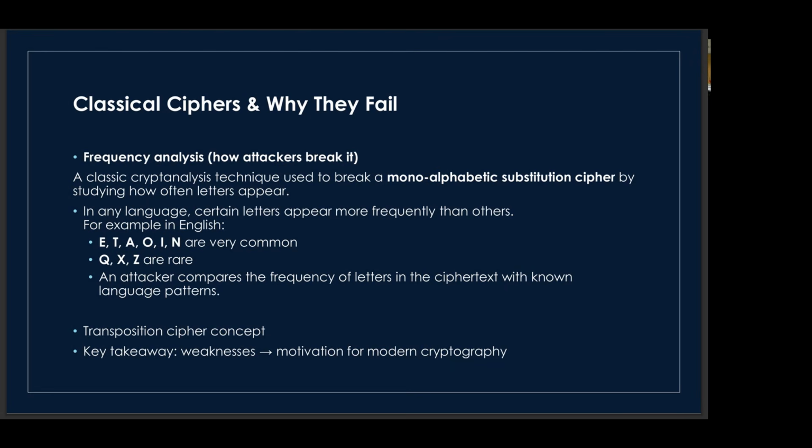Next, they will use another technique, the transposition cipher. Okay. One weakness that motivates modern cryptography. Because of this, they moved to modern cryptography.